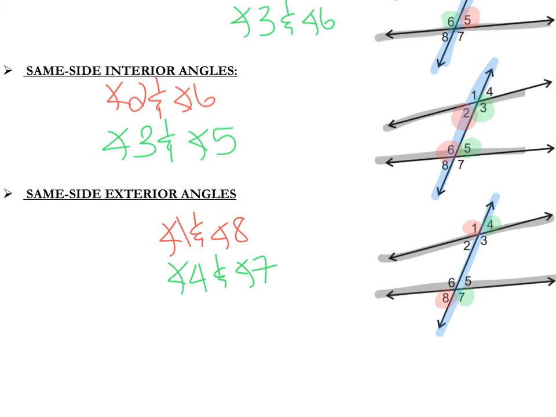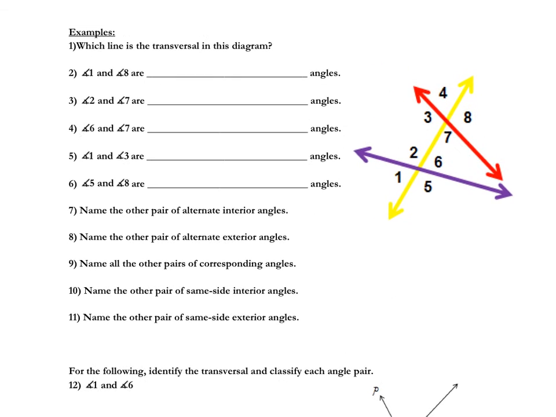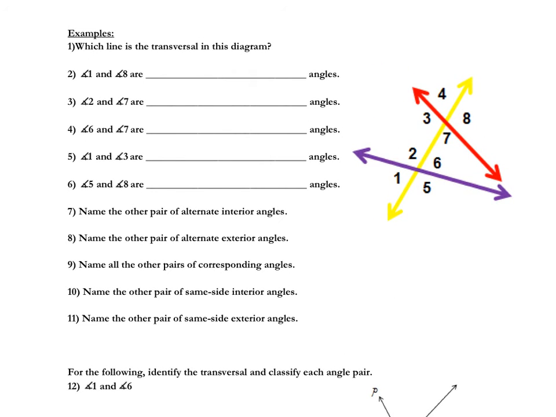All right, let's go ahead and go to the next slide. On this slide, we are just going to be practicing finding what type of angles each one is. So first of all, we have to decide which line is the transversal. Remember that the transversal is the one that intersects both lines. So the red only intersects the yellow, so that can't be the transversal. The purple also only intersects the yellow, so that cannot be the transversal. But the yellow intersects both, so that is the transversal.